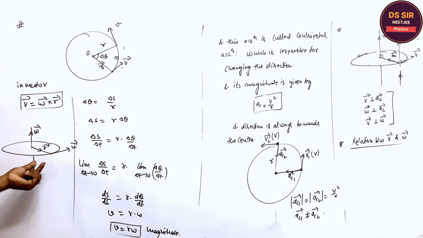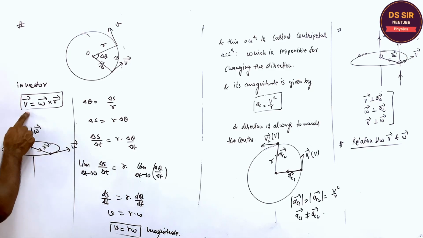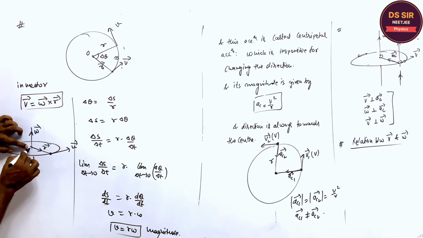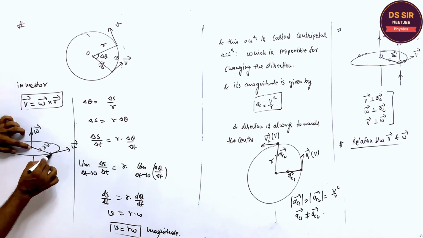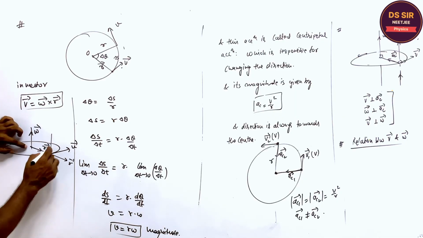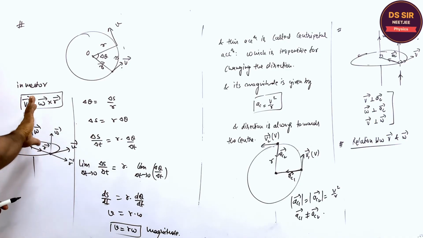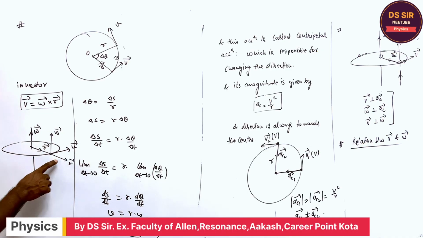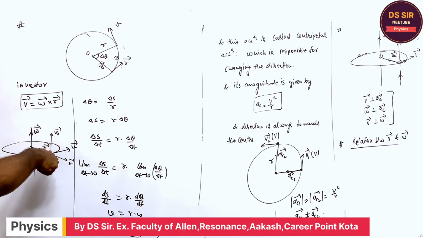Radius vector of particle P with respect to the origin. So V comes to be omega cross R. Listen one thing. How does it come? Suppose this is the R vector, and you can extend this as the omega vector. So omega cross R is equal to V. Are you understanding the direction? Omega cross R is equal to V.